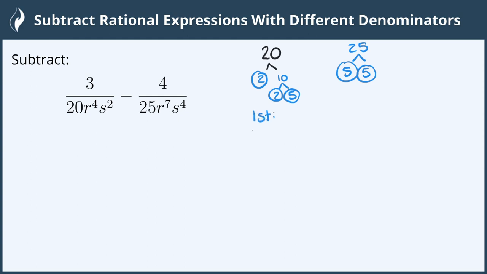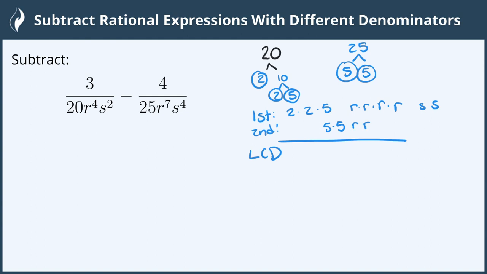We'll line up all the factors of the first and all the factors of the second to find the lowest common denominator. The first is 2 times 2 times 5, and then we have r times r times r times r, and we have two s's. And then the denominator of the second one, we have no 2's, but we do have two 5's. And we have 7 r's, 1, 2, 3, 4, 5, 6, 7, and 4 s's, 1, 2, 3, 4.